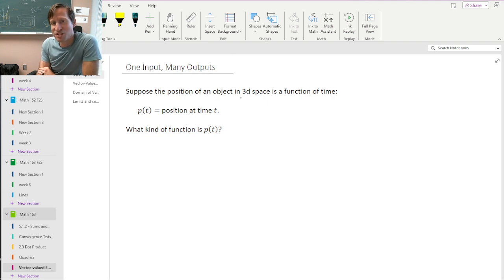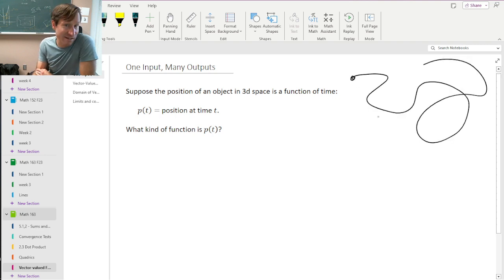So suppose we have a position of an object in 3D space as a function of time. There's some object and it's moving around as time passes. Right, so our position is determined by some time. What kind of function is this?